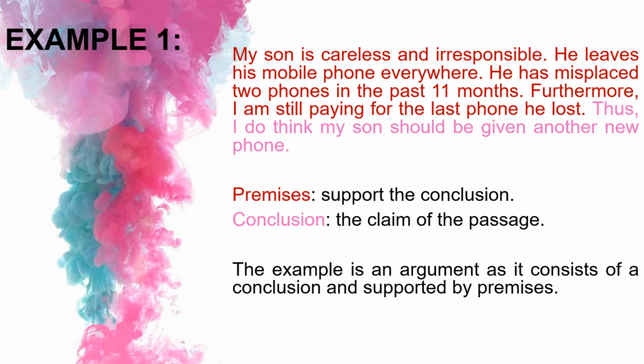So here, if you look at the sentences in red, they are actually premises. Why do we say that they are premises? Because they support the conclusion. So what is the conclusion in this paragraph? Okay, it is highlighted in green. The conclusion is actually the claim of the passage, and it carries the main idea of the passage. So in this passage, "I do think my son should be given another new phone" is actually the conclusion. So all the premises provide support or explanation that are related to the conclusion. They are somehow providing good support or evidence for the last statement, which is the conclusion. Okay.